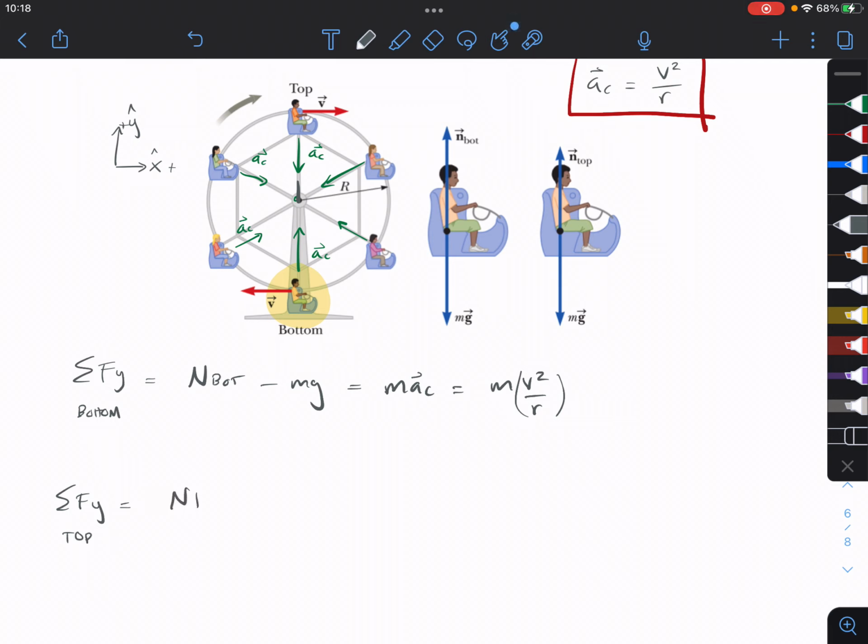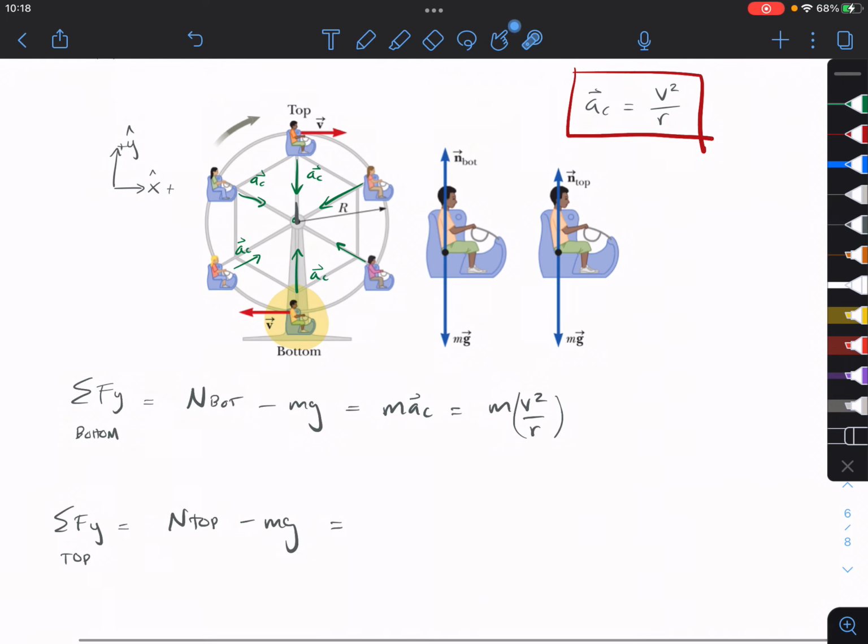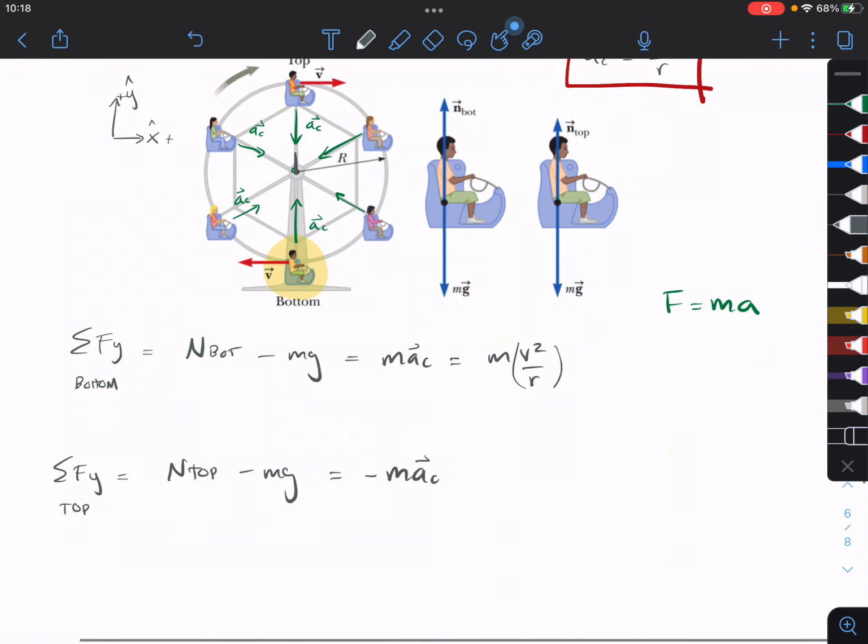Now sum of forces for the top. Okay, so we have N top minus mg, same thing. But notice that in this case our centripetal acceleration is pointing down. We chose this to be positive y, so this is actually going to be negative. So it's going to be negative m a_c. Okay, so we always set F equals ma, right? So always force is equal to mass times acceleration, and direction is important. Okay, so that's going to be equal to negative mv squared over r.